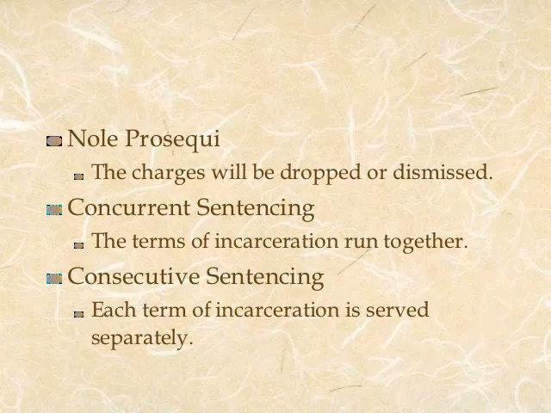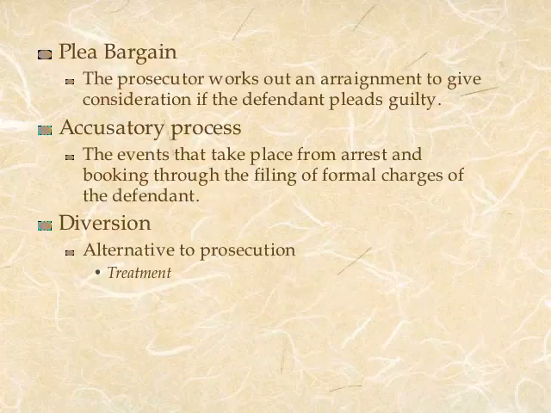Now, consecutive sentencing says that each term of incarceration is served separately, meaning that if you have 2, 3, and 5 years, then you're going to be spending 10 years in jail. So that's a good tool that prosecutors could use to try to get a plea bargain. A plea bargain, we've talked about this in the last lecture, is when the prosecutor works out an arrangement to give consideration if the defendant pleads guilty.